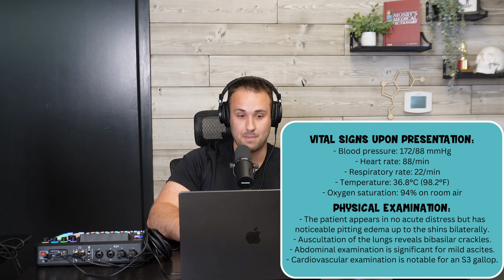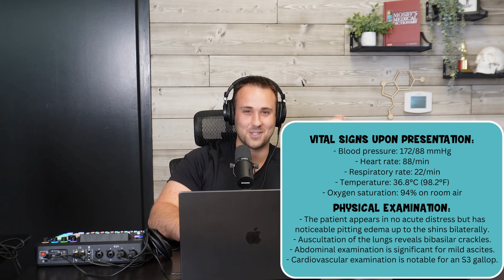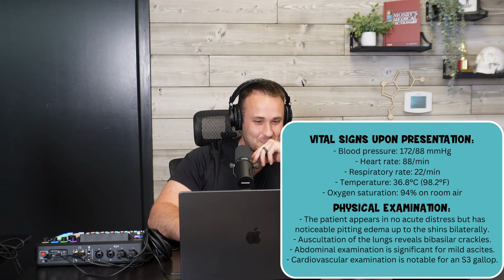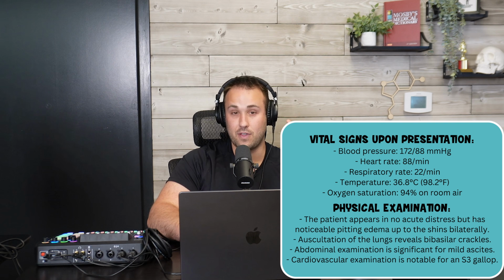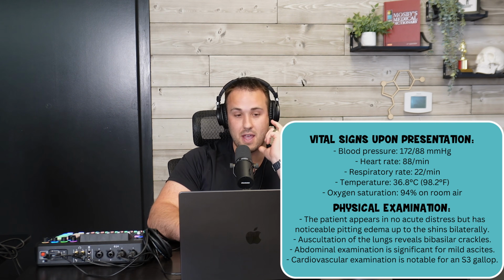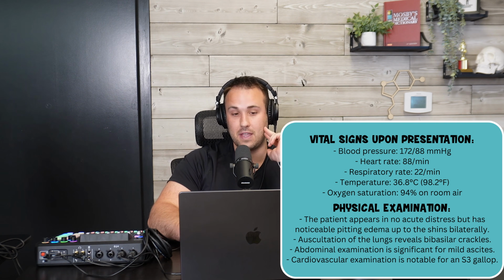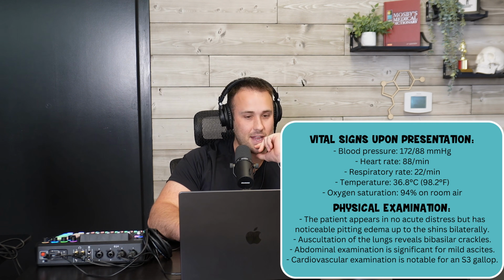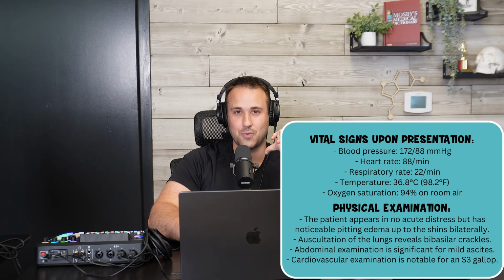For the actual exam, the patient appears to be in no acute distress, but has noticeable pitting edema up to the shins bilaterally. Okay. As we talked about, some CHF findings right there. Yeah, exactly. Auscultation of the lungs reveals bibasilar crackles. Abdominal exam is significant for mild ascites. And cardio exam is notable for an S3 gallop.